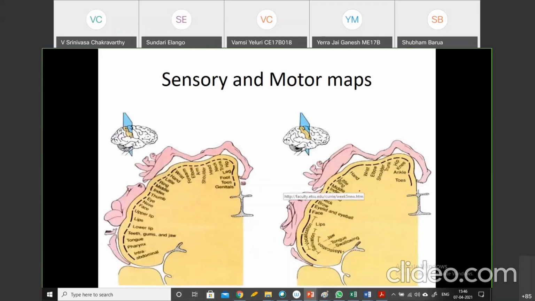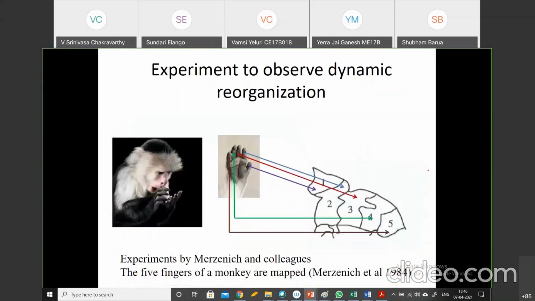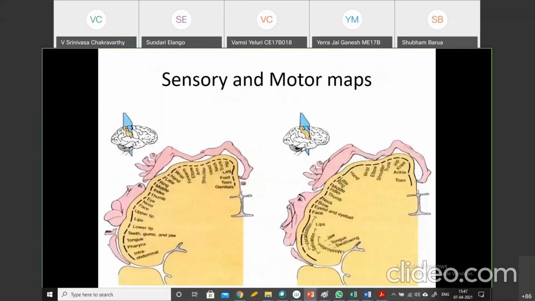So one more aspect of the maps is that they are dynamic. That is, the maps change with usage. As you change the stimulus that you present, the map changes. An interesting experiment of this kind was performed by Michael Merzenich and his colleagues. These map studies were done on the somatosensory maps. We have seen that there are the motor maps, and the somatosensory maps, which are about touch.